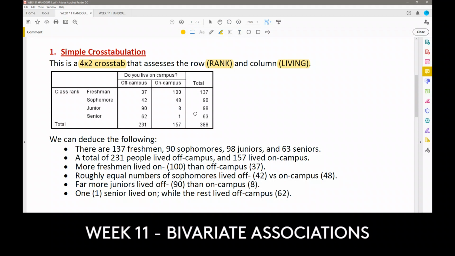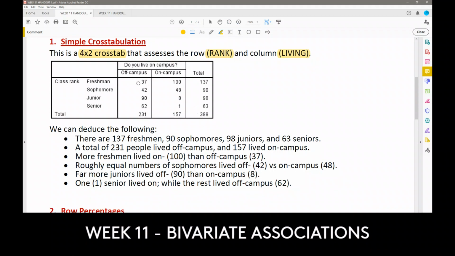Now, if we look at this table, we can look at these numbers here, which are frequencies. So this is just a count of the number of freshmen off campus, on campus, the number of sophomores off campus, on campus. And then this column here is the totals of freshmen, sophomore, junior, and senior. And then this row here are the totals of off-campus, on-campus students, okay?